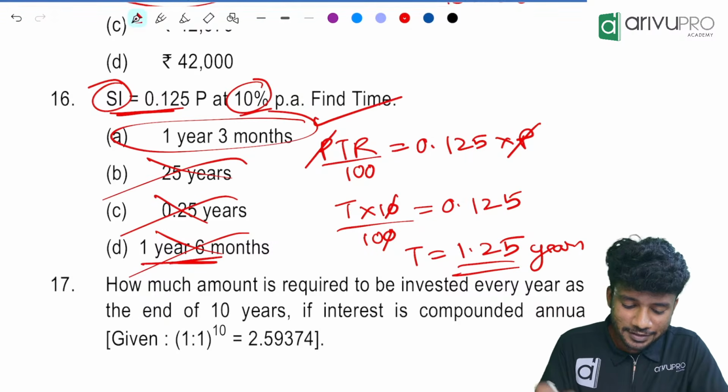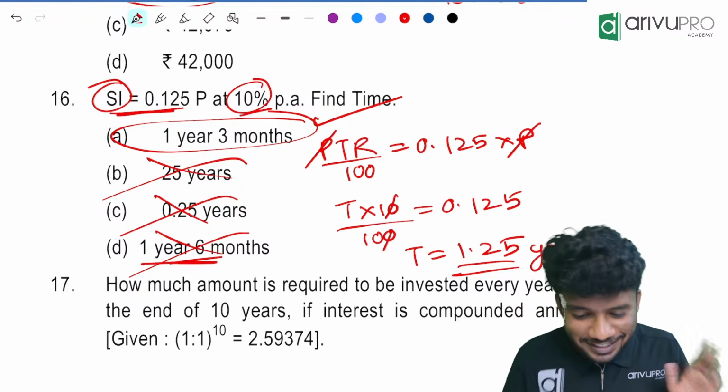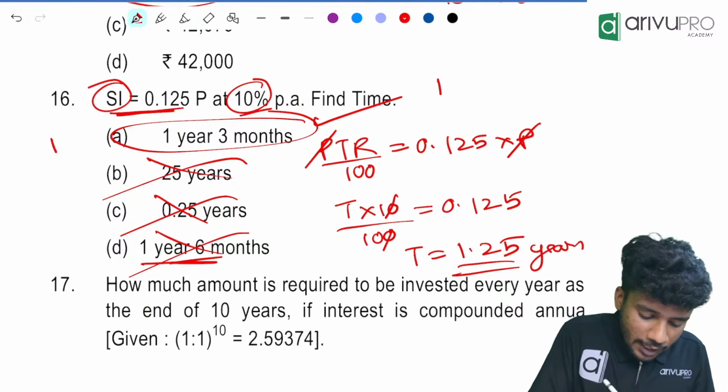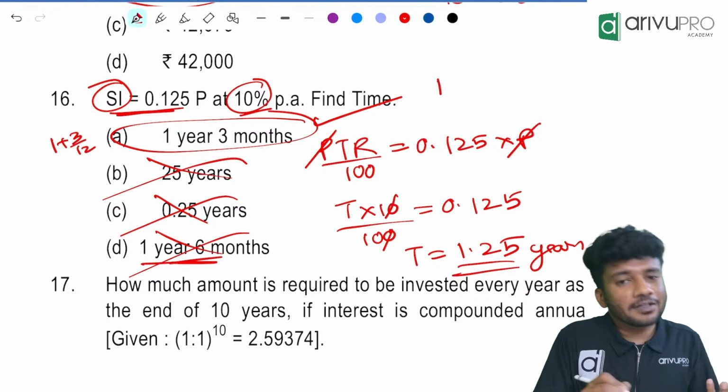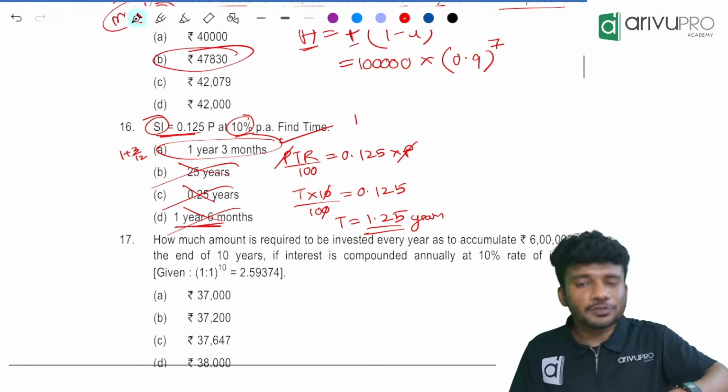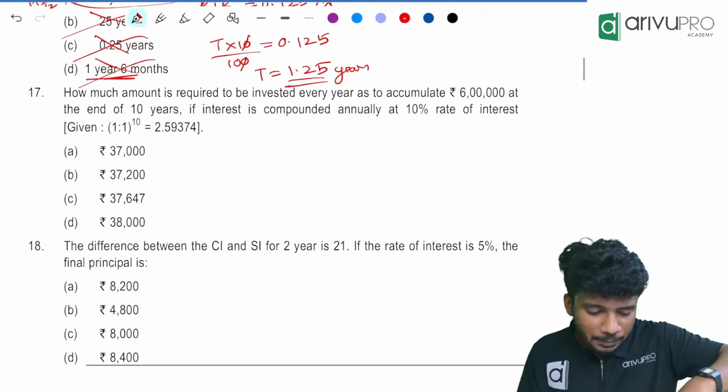Only one possible answer is there. Option A is the answer. Very easy. It can be written as 1 plus 3 by 12. It will give you the same answer, 1.25 years. Next one, people.